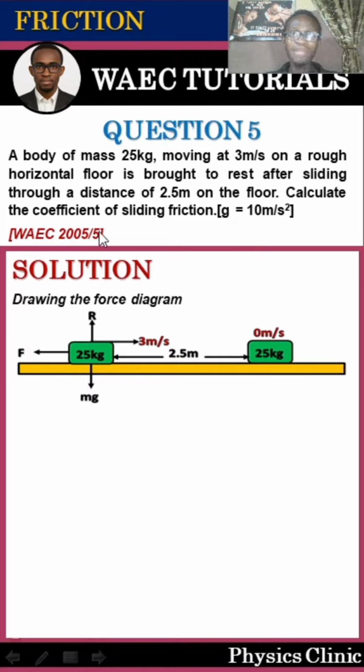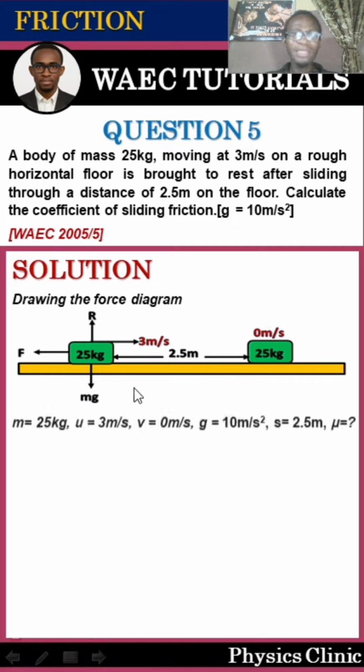Now remember, they asked us to find the coefficient of what? The sliding friction. So this question is a question of dynamic friction, because if you remember, we said that we have two types of friction. We have the static and the dynamic friction. So dynamic friction is the friction of a body that is already moving. So this body was moving with 3 meters per second, and it moved to a distance of 2.5 meters, and it came to a rest.